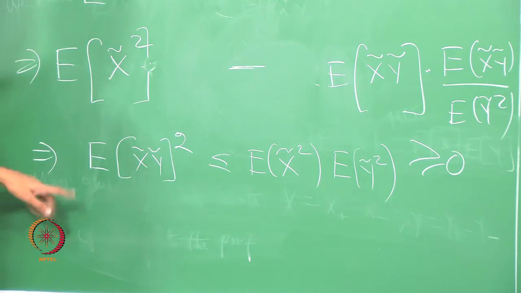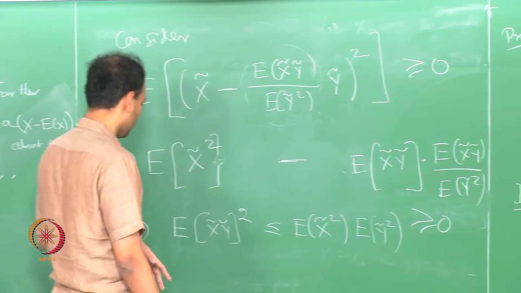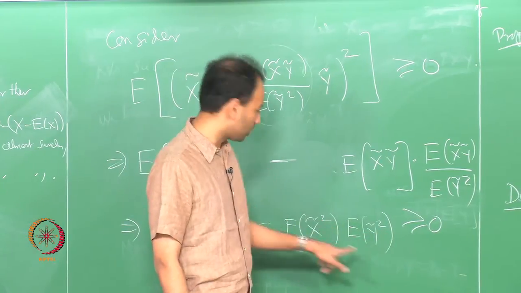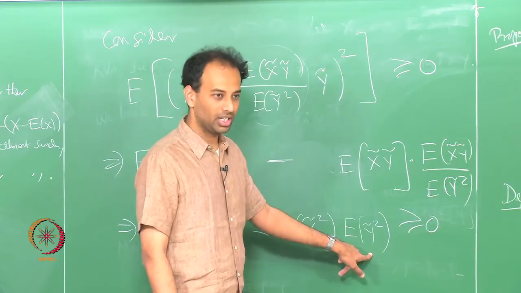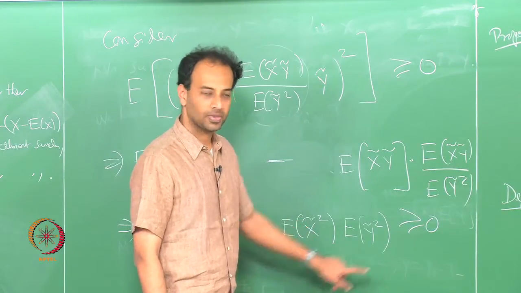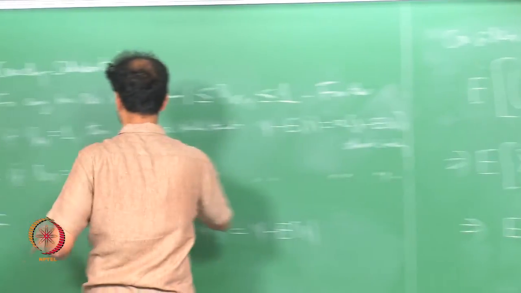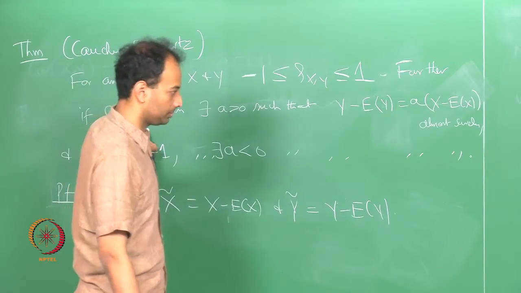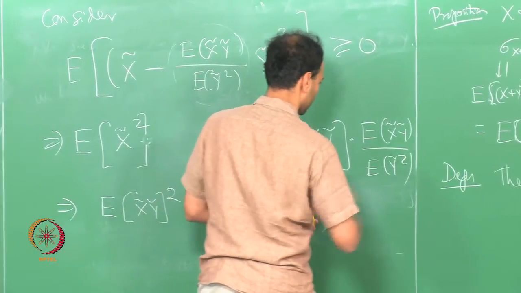So, if you take positive square roots on both sides, you get absolute covariance less than or equal to sigma x times sigma y, right, because this is sigma x squared and sigma y squared. So, you would have proven the Cauchy-Schwarz inequality. Now, how do you prove this bit? Okay, so this greater than or equal to 0 is for this. Okay. So, this is greater than or equal to 0.